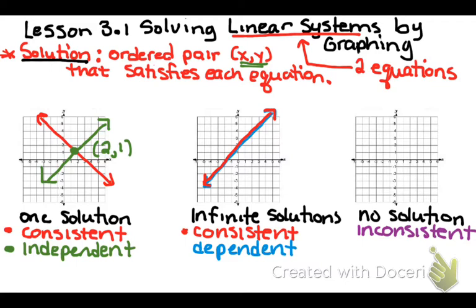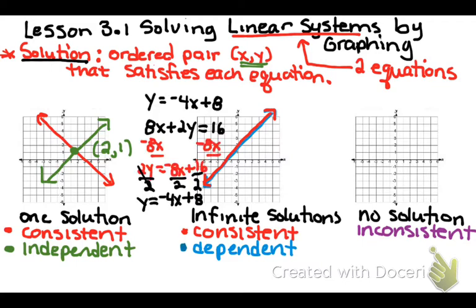An example of two equations that would do that would be, if I started off with two equations, y equals negative 4x plus 8, which is already in slope-intercept form. My second equation, 8x plus 2y equals 16, if we subtract 8x from both sides and divide every term by 2, we end up with y equals negative 4x plus 8, which is what my first equation was. So you can see we started off with two separate forms of the same equation. So that's why we have infinite solutions, and it's called consistent and dependent.